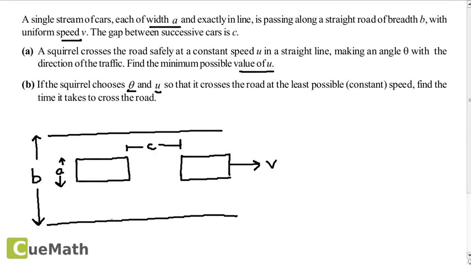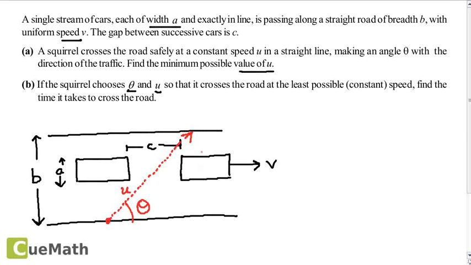So for example, forget about the cars for a moment and say the squirrel starts somewhere from here and takes this straight line path at an angle theta, and it travels at a constant speed of u. Now we have to find the minimum possible value of u for all possible configurations. We have to find the minimum possible value of u so that no car hits the squirrel.